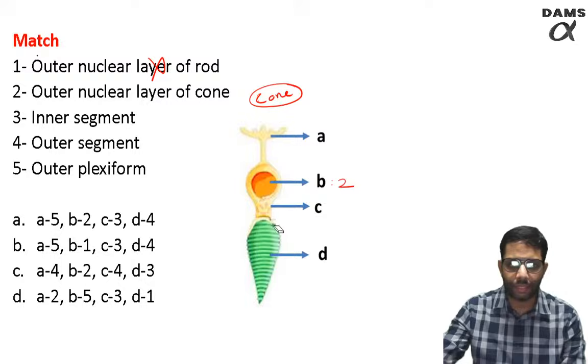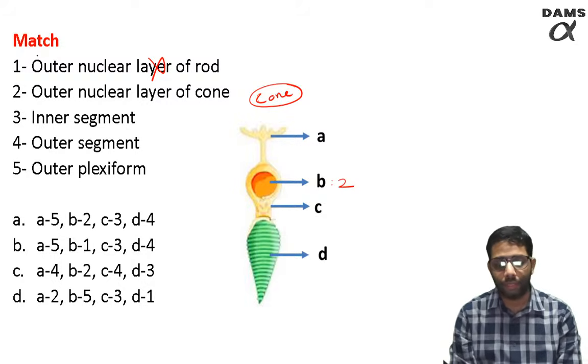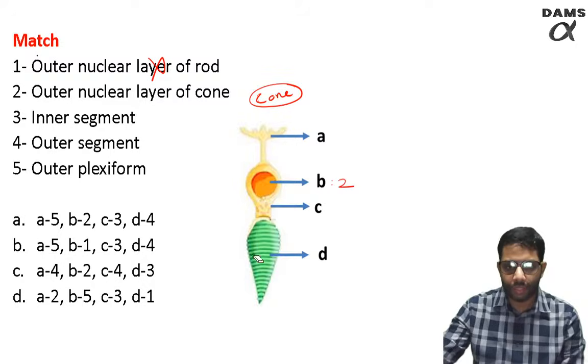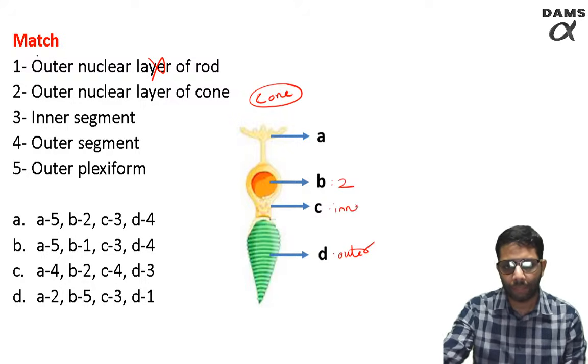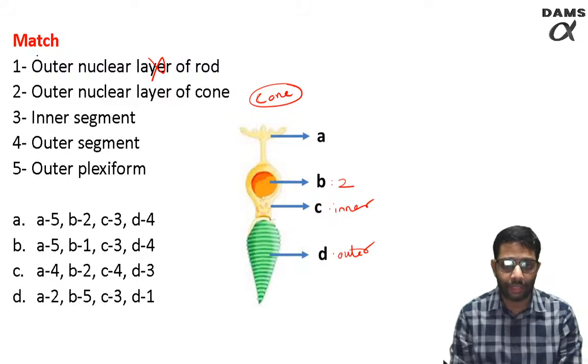And then C and D are the segments of the cone. Now inner is towards the vitreous and outer is towards the RPE. So this is actually the outer segment. This outer segment determines the shape of the rod and cone. So C is the inner segment. And outer segment was an MCQ, a PYQ in INICET.